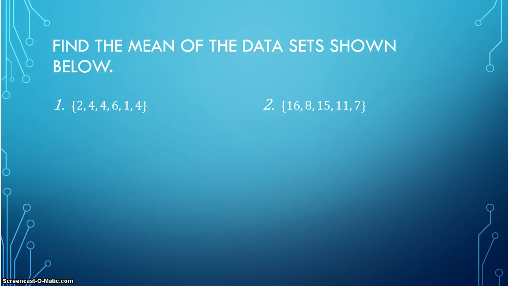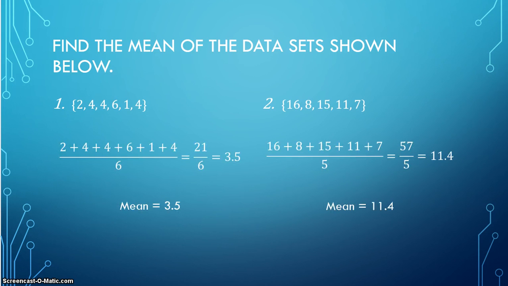Alright, welcome back. Let's take a look at these two problems. Remember, our steps are pretty simple. First we add them up, and then we divide by how many numbers there are. As you can see, all the work is on the screen. For problem number 1, I added 2, 4, 4, 6, 1, and 4 together to get 21. I counted how many numbers were in the set, and there were 6. That's how we ended up with 21 over 6, which is 3.5 for our mean. For problem number 2, we added up all the numbers and got 57. There were 5 numbers in our data set, so we divided 57 by 5 to end up with 11.4.